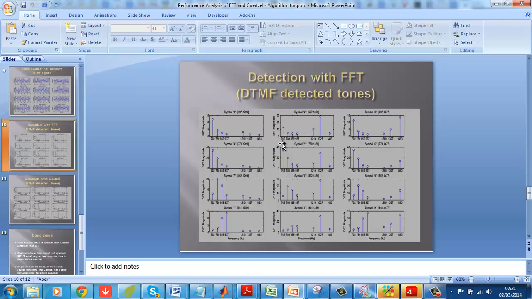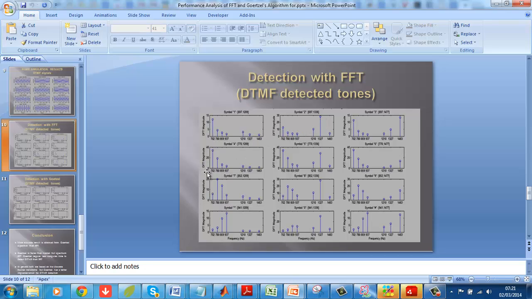Now when you come to number 2, we have 697, which is here, which is high, and around 1336, which is here, which is also high. But we also have other smaller frequencies which can confuse the receiver. So with FFT, although the main frequencies are showing as high, the problem is we also have many other frequencies which we don't really want.